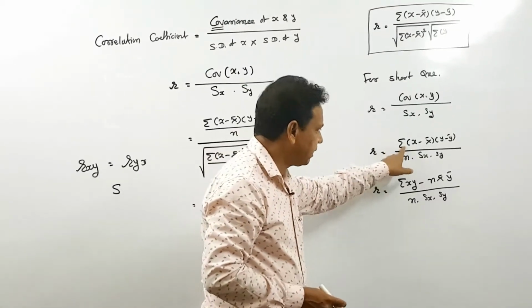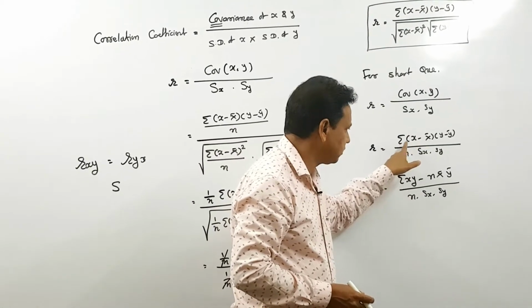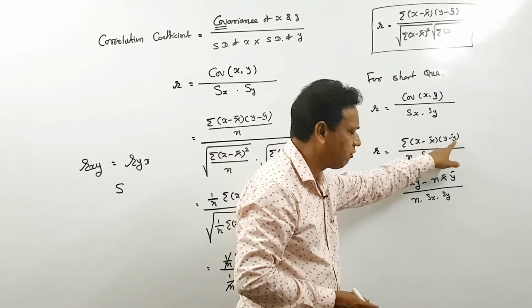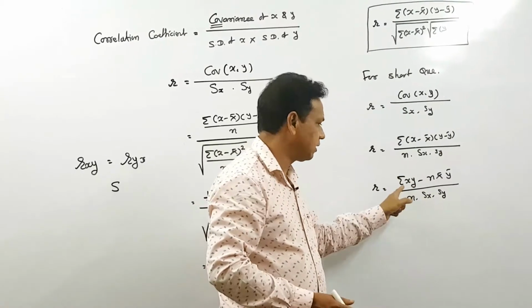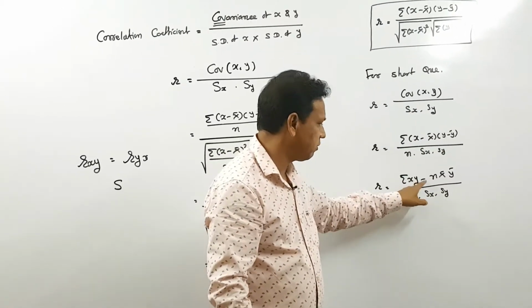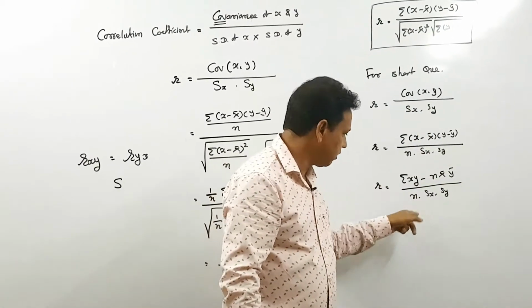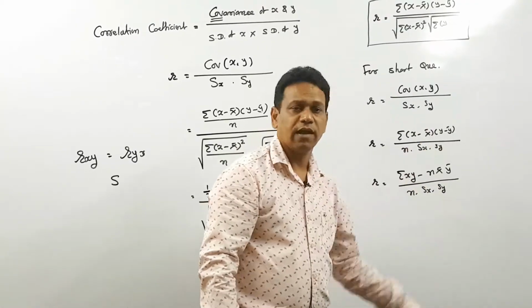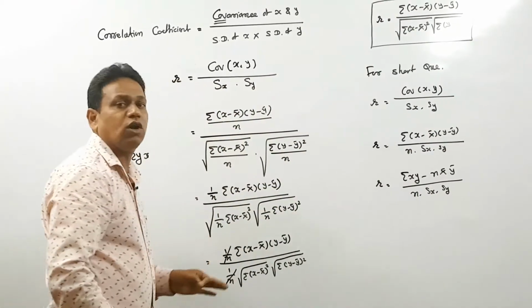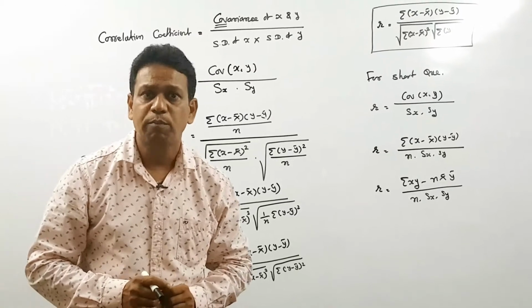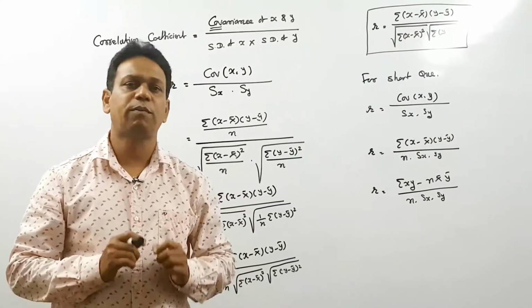This is the mathematical solution of these things. Sum of x minus x bar, y minus y bar. While we open the bracket, at the end we get sum of xy minus n x bar y bar divided by n into sx into sy. And our answer always lies between -1 and +1, so this is the most important part, my dear friends.